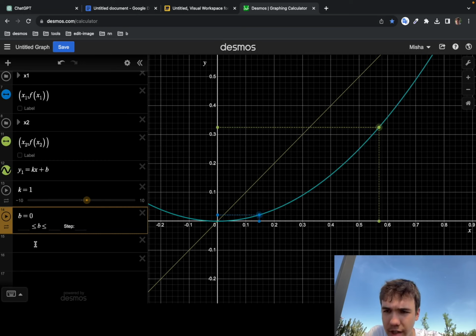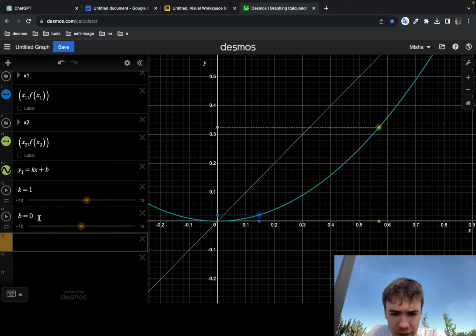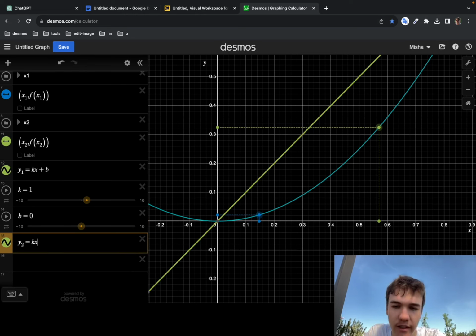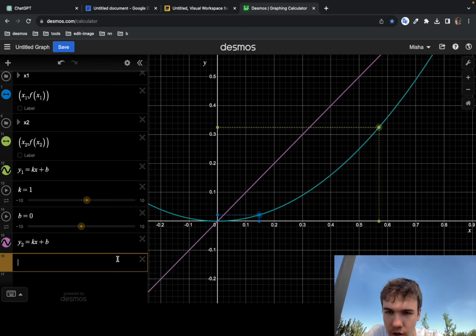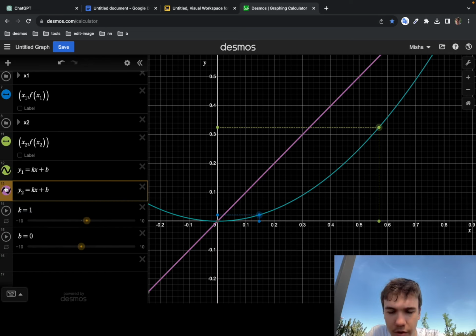And we need to create the second one. For the second one, we don't need to create these variables again because they're already defined. So just kx plus b, and this line works as well. Let's make it purple. If I turn off this, I see this. Basically, we have two functions over each other: purple over the green. And they're basically the same.